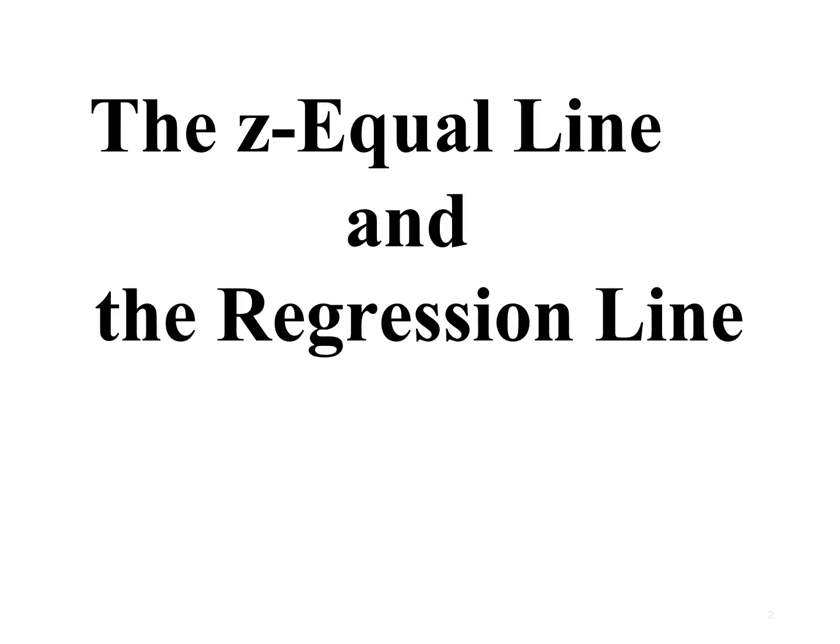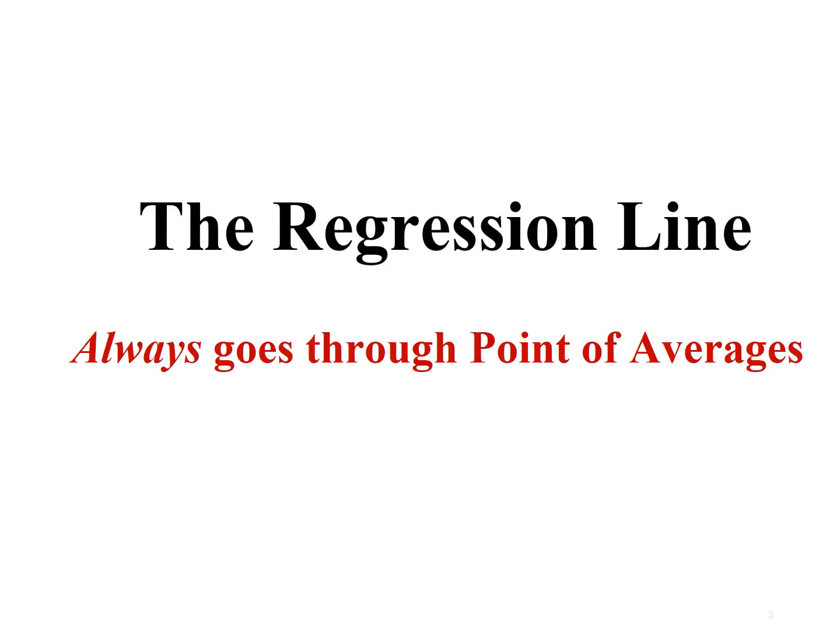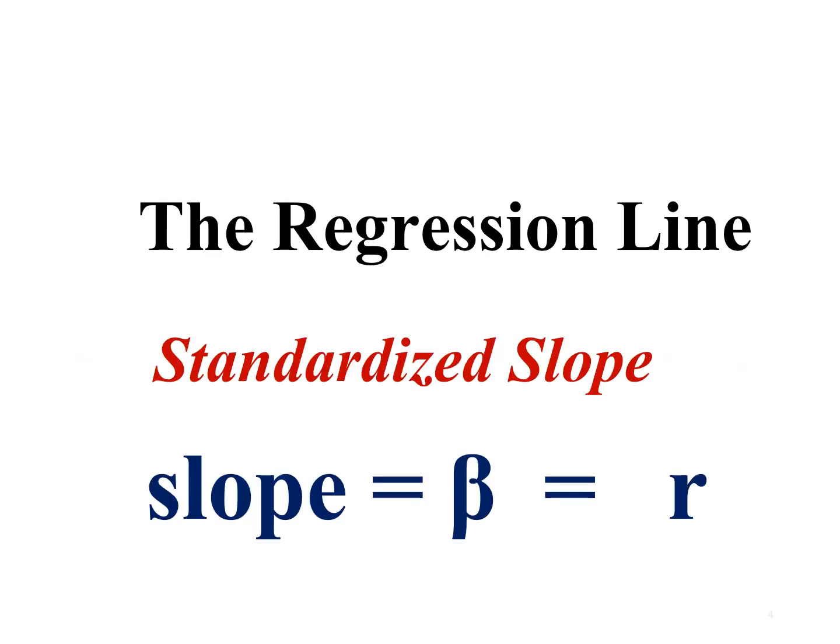Before we start the lecture, let's review some material that we covered in previous weeks. In the last lecture, we covered the C-equal line and the regression line. We mentioned that the regression line is always going to go through the point of averages, and the slope for the standardized regression equation is going to be equal to beta, which is equal to R, R being the correlation between the predictor and the criterion.